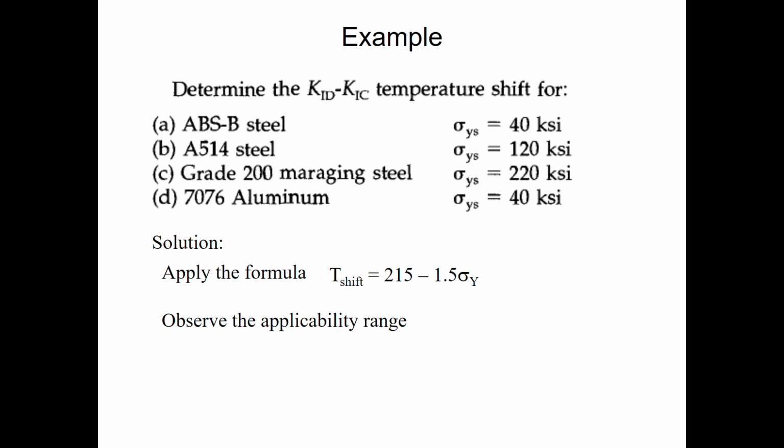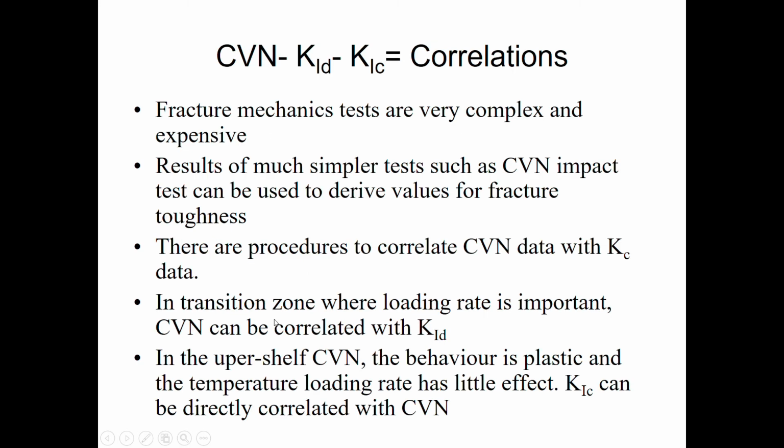For example, determine the K1D to K1C temperature shift for steel, where they give you the sigma y, and sigma U strength is 40 KSI, and so on. So you have 4 types of material here. Of course, if you have 4 types of material, you will have different sigma yield as well. So you just need to apply the formula, the temperature shift equal to 215 minus 1.5 sigma yield, and then check how much the temperature shift is.